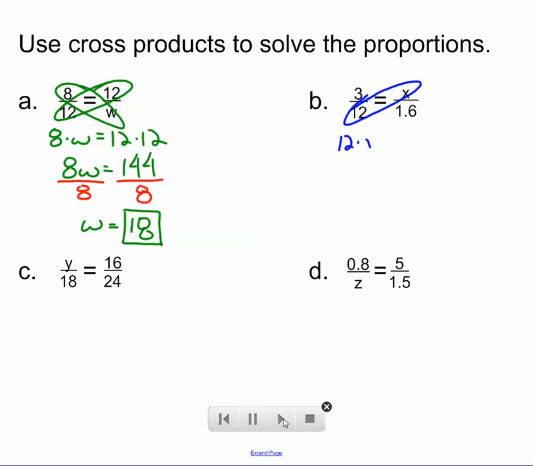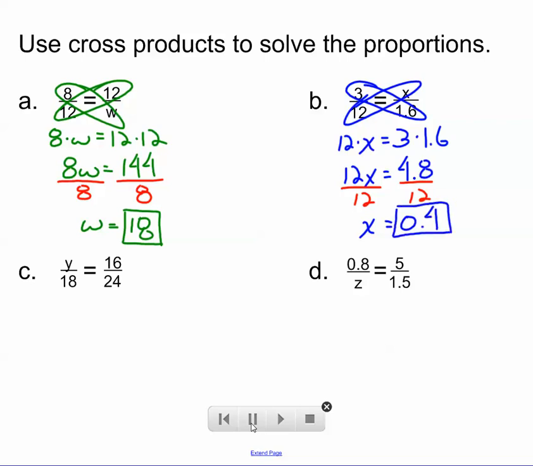12 times x should be equal to 3 times 1.6. We'll simplify both sides and get 12x equals 4.8, and we'll divide both sides by 12. 0.4. Okay, and we can go back and check our answer by inspection. How about this? 3 times 4 is 12. Is 0.4 times 4 1.6? Yes, it is. Okay, so now it should make sense. Let's do it again here and see.